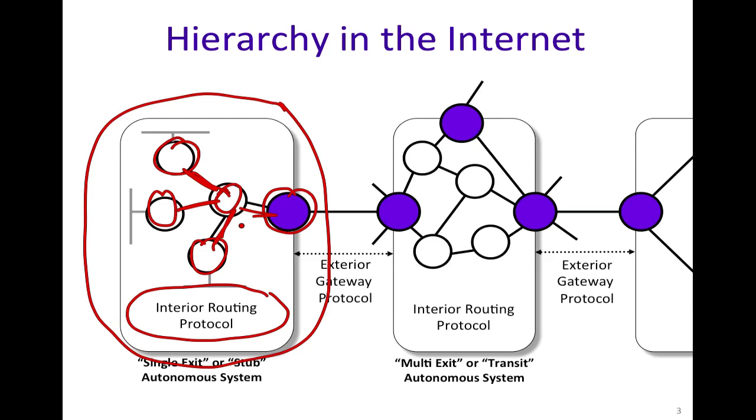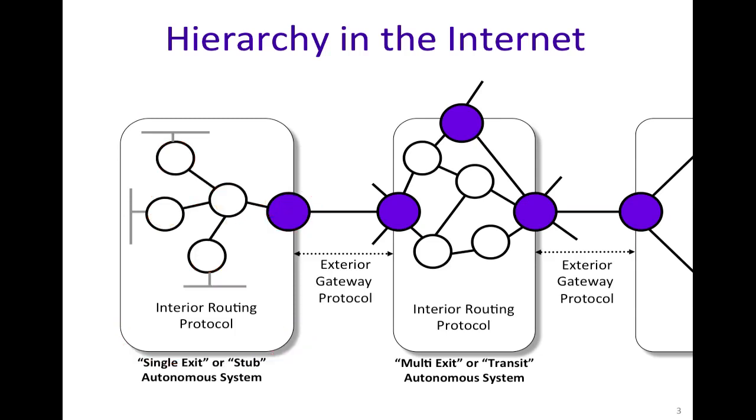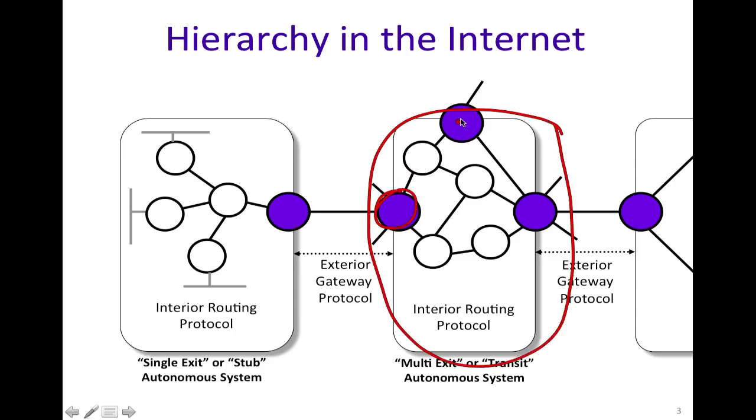There's another type of autonomous system called a multi-exit autonomous system. For example, this one here. This is one where, in this particular case, there are 3 exit points. And again, it's an autonomous system, so they are free to determine the way in which packets are routed within that autonomous system using the interior routing protocol of their choice.